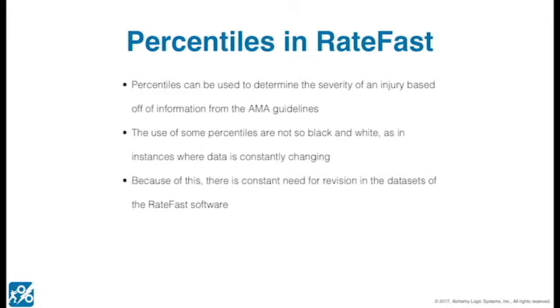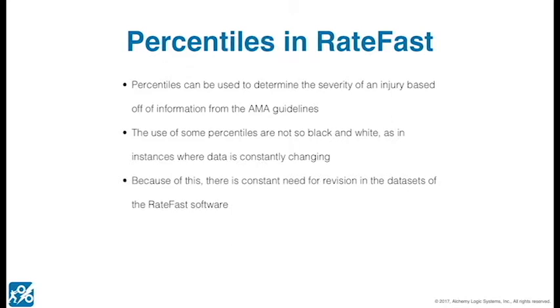For instance, as more and more RateFast users contribute to the database, that 8% whole person impairment may now drop down to 50% or 30% or up to 82%. It all depends on the outcome of the surrounding cases. And as more data is added, the context of the result becomes more relevant and more accurate. So the best way to think about percentile outcomes in RateFast is to think of an organism that's constantly growing and evolving and giving us more information and more context on injuries and the injury outcomes.